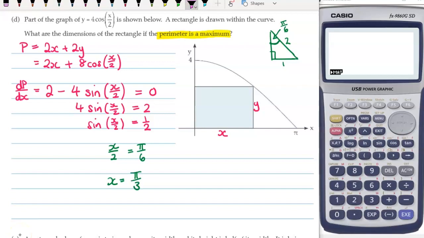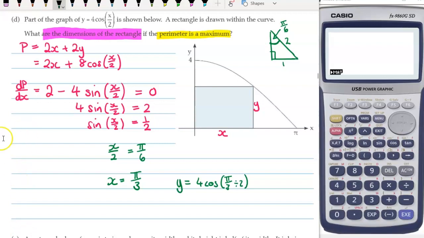Now just check back in with the question to make sure we've answered everything. We want the dimensions of the rectangle. So we need the y value as well. So when x is pi by 3, y equals 4 cos of pi by 3 divided by 2. That would be cos of pi by 6.